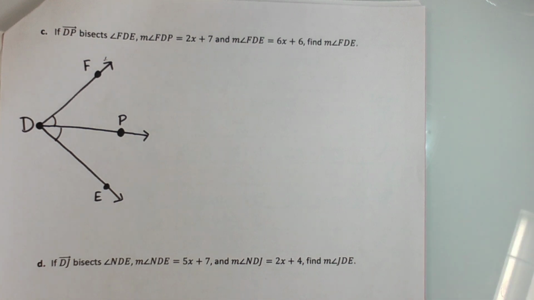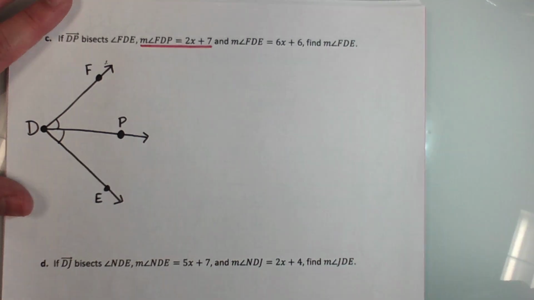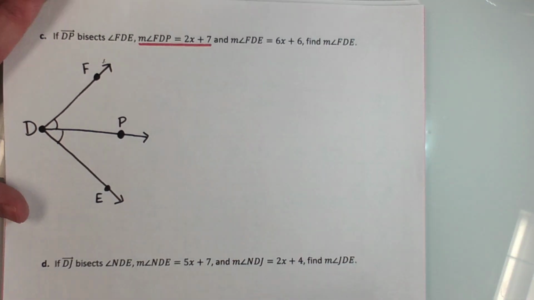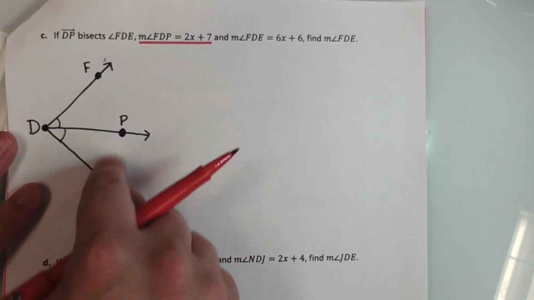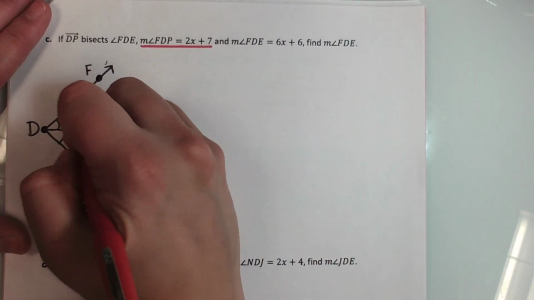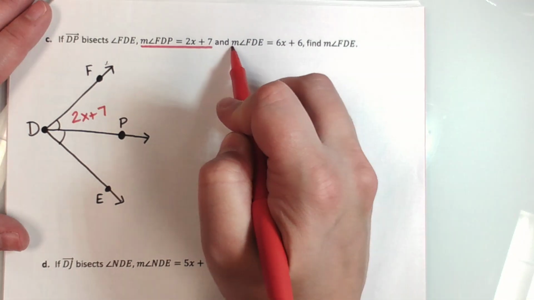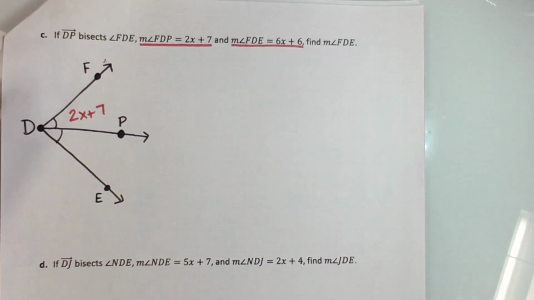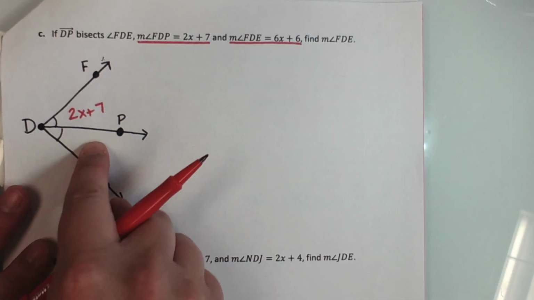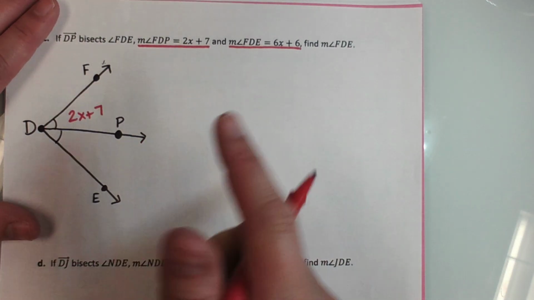Okay. Measure of angle FDP is 2x plus 7. FDP, top small one, bottom small one, or the big one? Top small one. Measure of angle FDE is 6x plus 6. Bottom small one or the big one? Bottom small? No, big one. Big one. FDE is the big one.